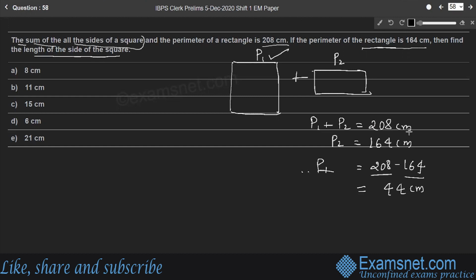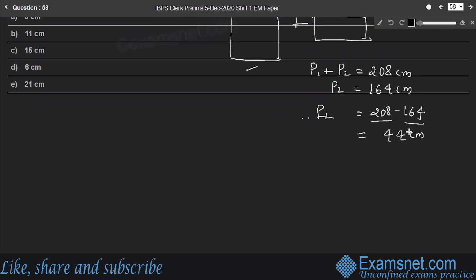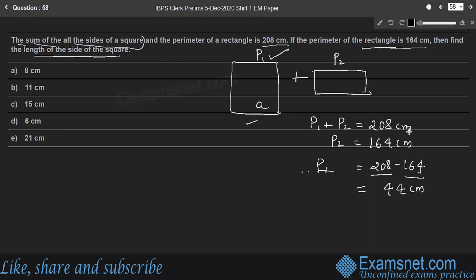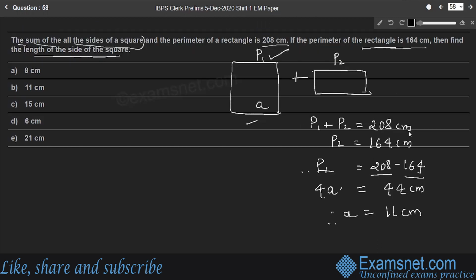What is P1 here? According to the formula to find the perimeter of a square, if A is the length of the side of the square, then the perimeter of the square becomes 4A, right? 4A becomes 44 centimeter. Therefore, A is equal to 44 by 4, which is 11 centimeter. So what is A? Yes, the length of the side of the square, which is 11 centimeter. Therefore, option B.